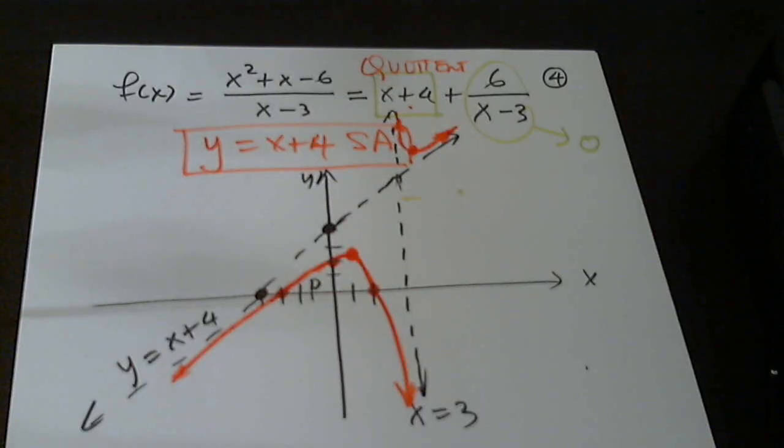What is the equation of the horizontal asymptote associated with this function? Y equals? The horizontal asymptote is y equals? 6.5. That's it. Y equals 6.5. Indeed.